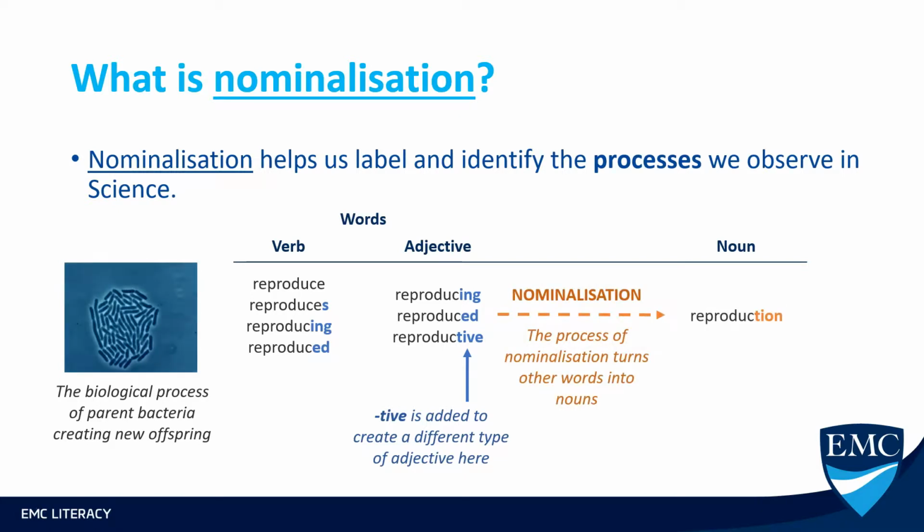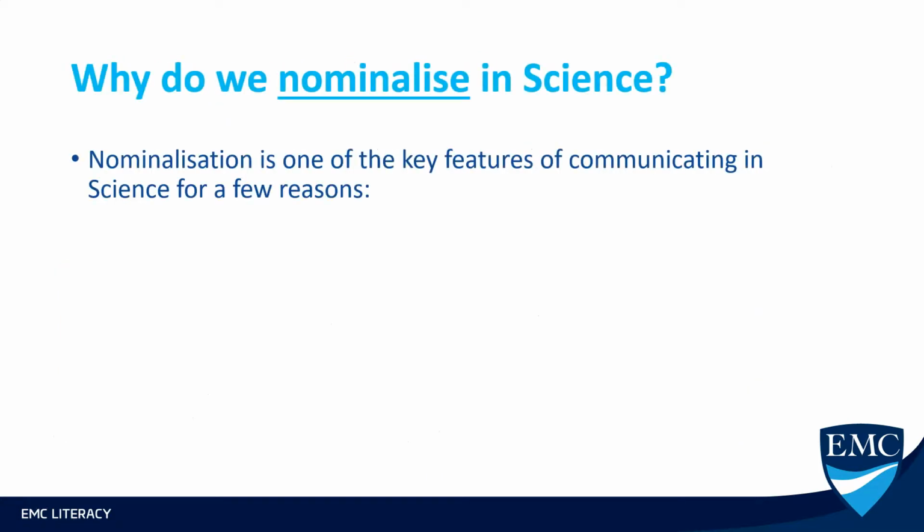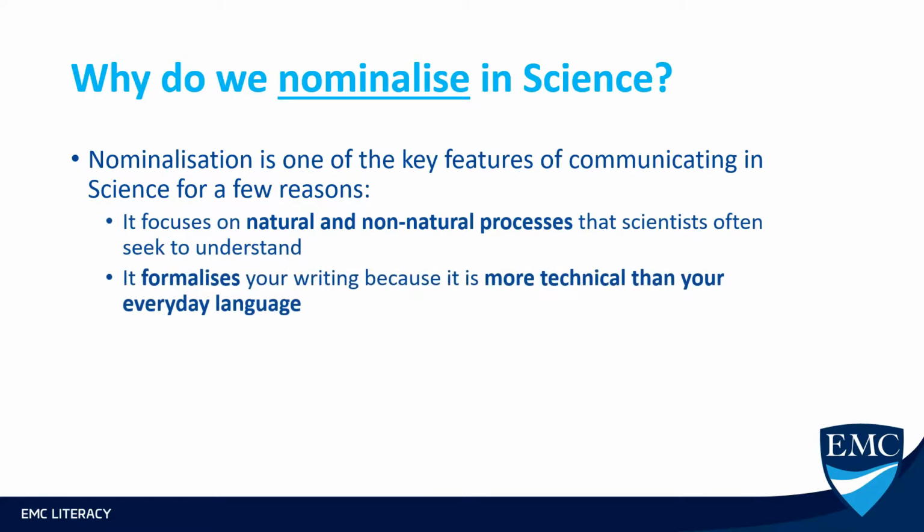Then if we nominalize by adding -tion, we get the word reproduction. So this is how we nominalize. Why do we do it? What's the point of it? Well, it's actually one of the key features of communicating in this subject. And there's a few reasons for that. First of all, nominalisation is all about focusing on the natural and non-natural processes that scientists often seek to understand. Additionally, it formalises your writing because the nominalised forms of words are often more technical than their everyday counterparts.